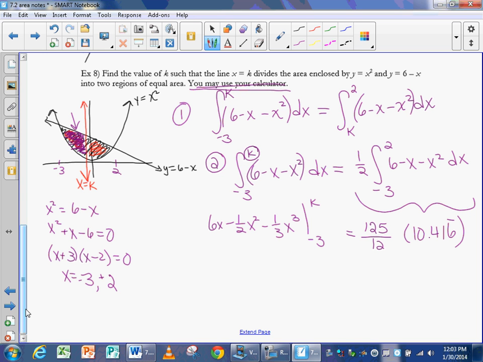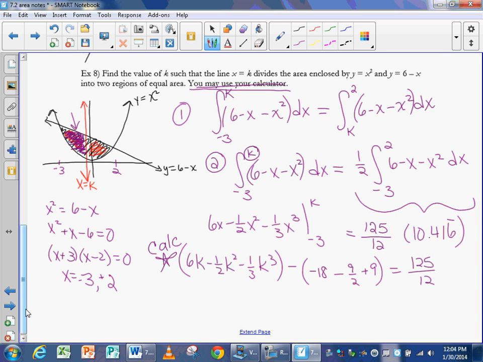Well, how do I evaluate it at k? I just plug k in, same way I always do. So 6k minus 1/2 k squared minus 1/3 k cubed minus what I get when I plug in -3, which is going to be -18, minus 9/2, and then plus 9. And at this point, now all I'm doing is I'm solving this equation for k. So now I'm going to use my calculator again.